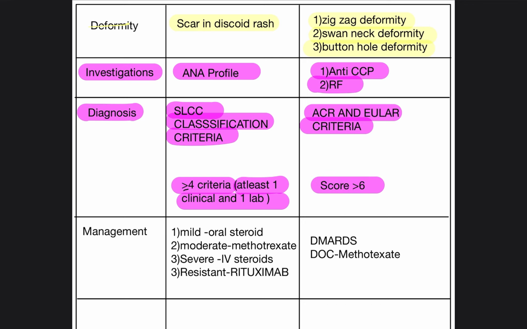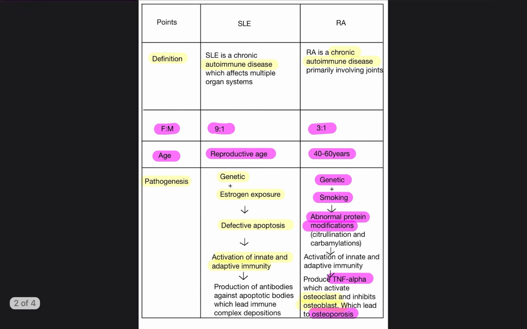Now, how do you manage SLE? If mild SLE, we manage with oral steroids. If moderate SLE, we manage with methotrexate. If severe SLE, we manage with IV steroids. And if it's resistant to steroids and methotrexate, we give rituximab. Now, how do we manage rheumatoid arthritis? We manage with DMARDs. Which is the drug of choice? It is methotrexate.